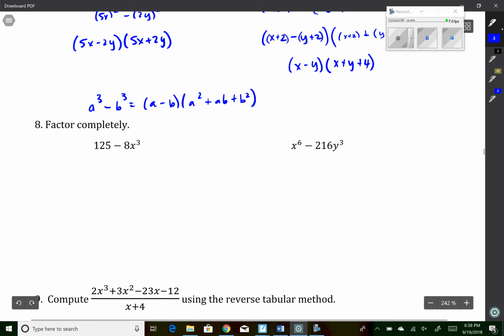So you're adding or subtracting whatever you're cubing to make your expression. That goes in the first parenthesis here. And then for the second parenthesis, it's the first term squared. The middle term is the product of the two terms. And the last term of the second parenthesis is the second term squared. It's the same pattern if I was to factor a cubed plus b cubed. I would have a plus b. I'd have a squared minus, because it's opposite, ab plus b squared.